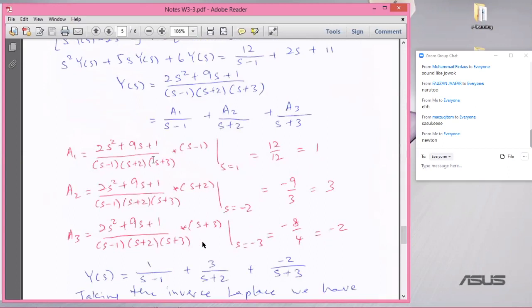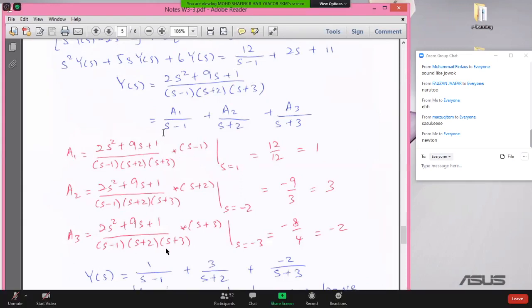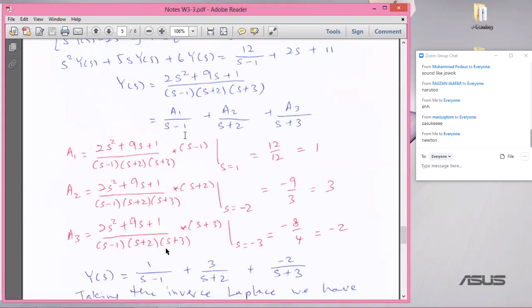Okay. So A1 is equal to the original expression multiplied by the first factor, which is s minus 1. Evaluate that at the root of the first factor. So the root here is equal to 1. The root is simply the value of s that will make the denominator equal 0. So when s is equal to 1, the whole thing goes to 0. So you evaluate this expression when s is equal to 1.